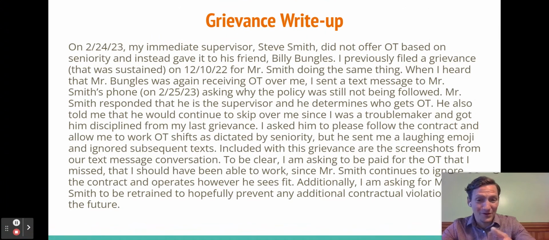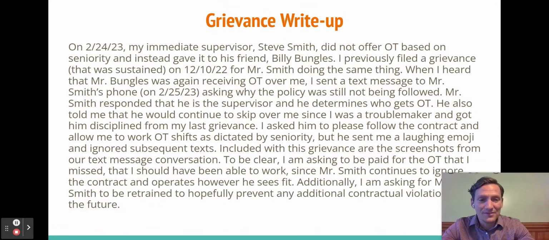And again, when you look at that, this individual asked to follow the contract and allow a member to work the overtime shifts as dictated by seniority. And at this point, Mr. Smith then sent a laughing emoji and ignored all text after that. So, they're very clear in what happened. They're clear in what they're asking for. And this is a great write-up, right? I hope this is something that you use as an example.